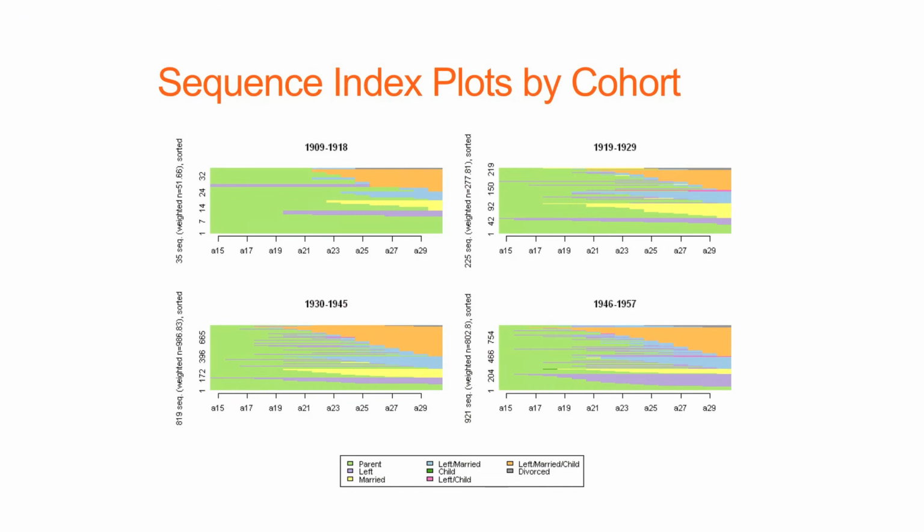So here's one that shows sequence index plots for the entire sample by the age cohort or birth year cohort. You can see that overall, there's a lot of green in all of these. Down here, the youngest cohort has more purple, having left home without getting married or having children, compared with the other groups. And there's also a lot more yellow, just being married and living at home, in the two groups in the middle.